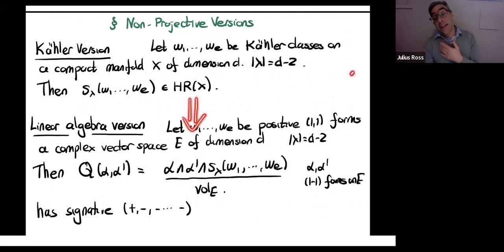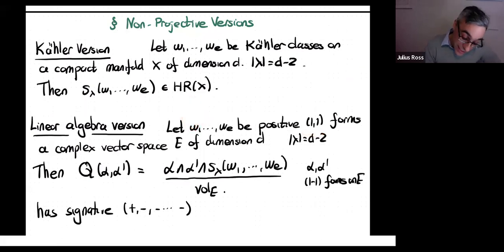What you do is you just say, I have a vector space. Maybe I let X be a torus of dimension D, and I take that vector space to be the tangent space at one point. And then if I have these positive (1,1) forms, I can just move them by parallel transport around the torus. And I really do get Kähler classes on the torus. So if you know this Kähler version of the statement, then you get the linear algebra version of the statement. So that's maybe not such a surprise.